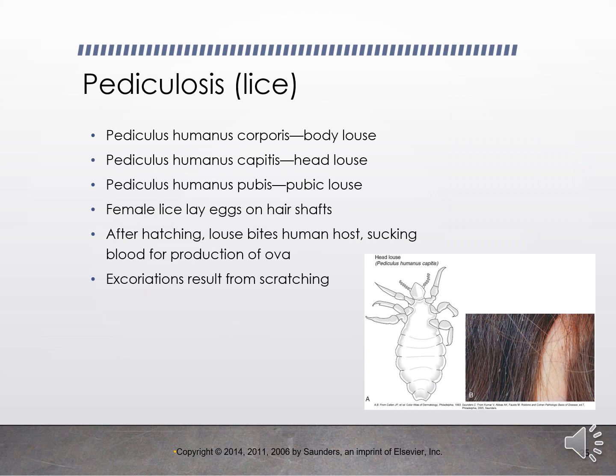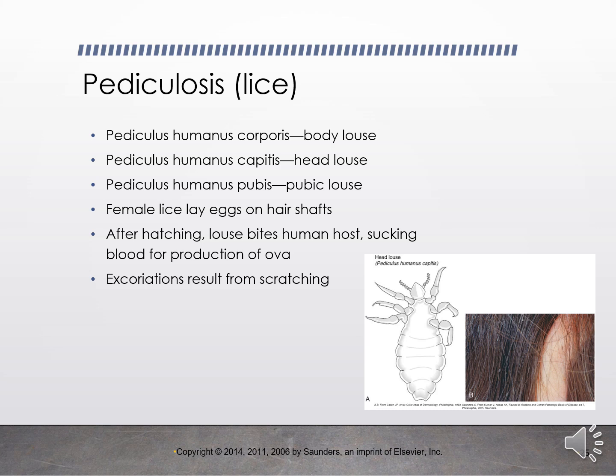And then we have pediculosis, which is lice. It can be body, head, or pubic. They are small parasites that feed off of human blood. They don't survive for long without a human host. Human lice and animal lice are different. The female lice lay eggs or nits on the hair shaft close to the scalp, and after the eggs hatch, they bite the human host and suck blood for survival.